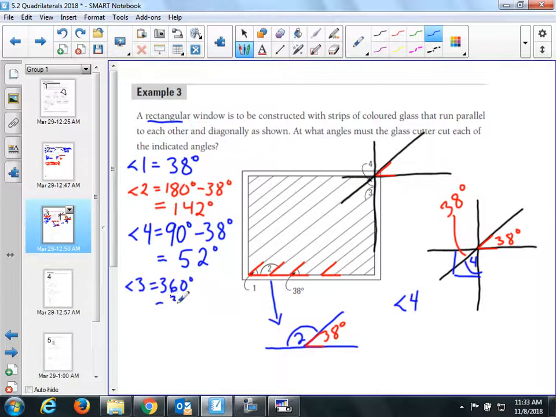Angle 1, 38 degrees from the inside there. 142 degrees for angle 2. Minus what we just figured out, angle 4, 52 degrees. My pen isn't working, so things are coming off. Okay, when I do all the subtraction, well, let's see what it is. Somehow my head isn't working. Oh gosh.